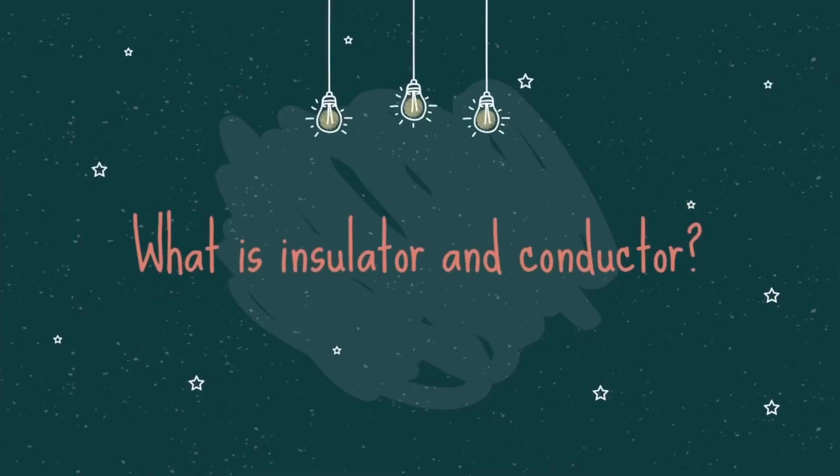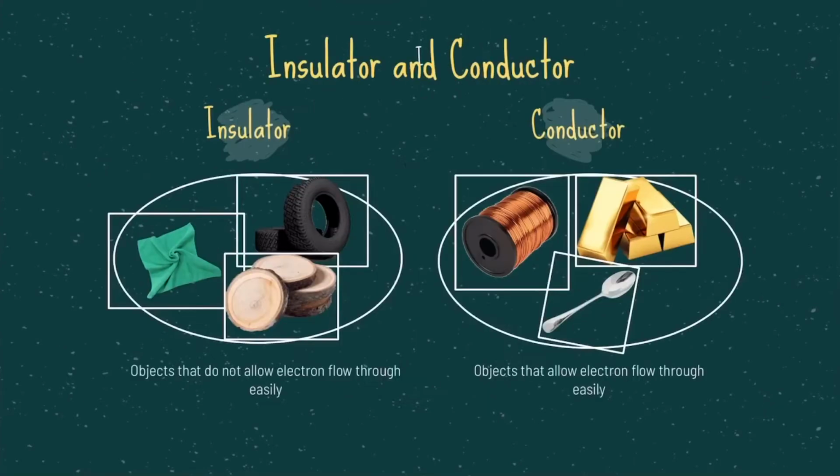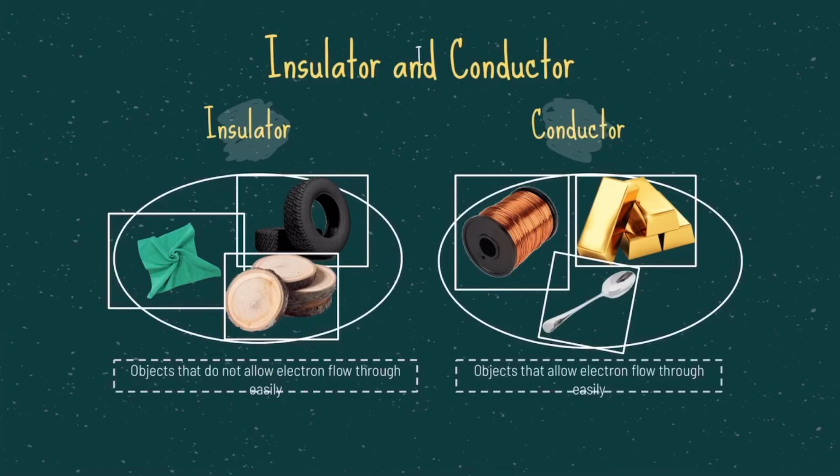What is an insulator and a conductor? An insulator is an object that does not allow electric flow through easily, such as cloth, dye, wood, and rubber. And a conductor is an object that allows electric flow through easily, such as copper, silver, gold.